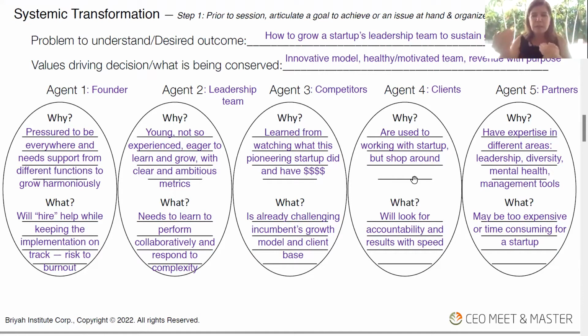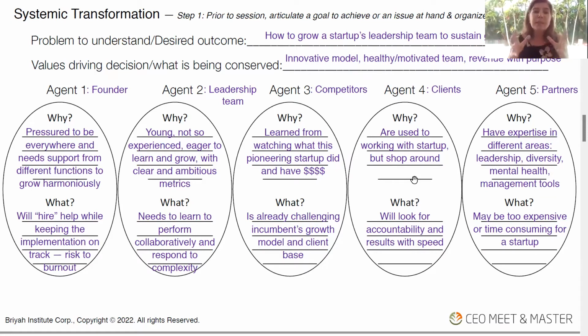So in this particular situation, we identified 5 different agents that could participate in this exercise and give us different perspectives and insights so we can look for the interconnections. One agent is the founder, him or herself. This person created the startup and has a lot to offer in terms of the vision, the values, and how to grow. But this person also needs help to implement the plan and is feeling the pressure, right?